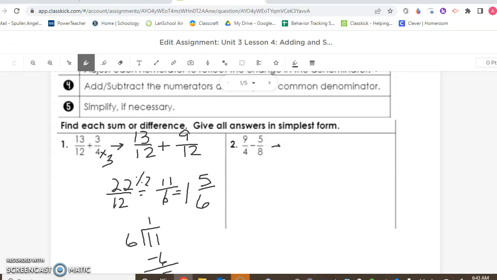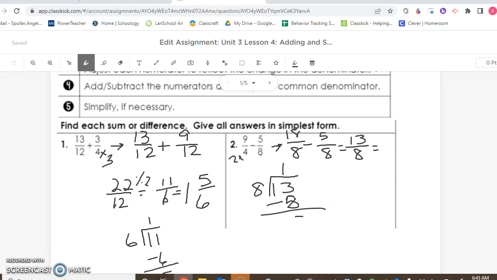I got to change them out. I can see I can use the 8, so I'm going to change them both to 8 denominators. 9 times 2 is 18, and we can keep the 5 the same. So I get 18 minus 5 is 13 over 8. I'm going to change this into a mixed number by saying 13 divided by 8 goes in there 1, minus this, and that gives me 5 left over. So this would be 1 and 5/8.